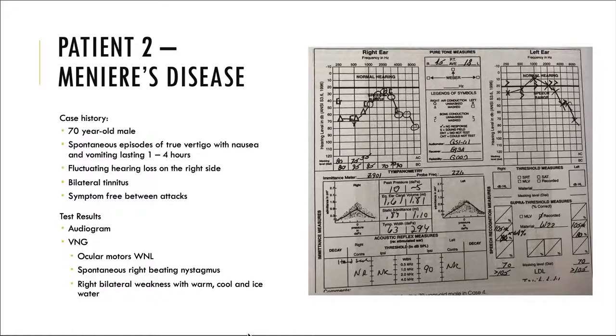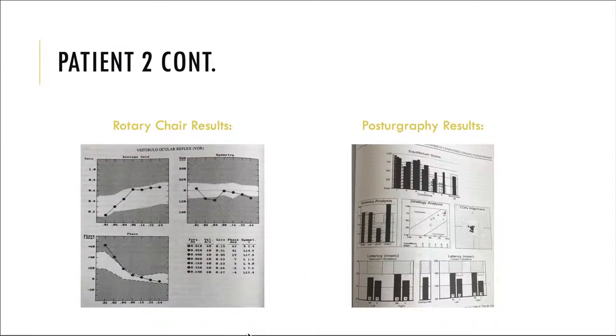The case also said that the VNG testing showed normal ocular motors, some spontaneous right beating nystagmus, and a right weakness with warm, cool, and ice water. This case also showed some rotary chair results and posturography results, which can be seen here on the slides. But just to briefly go over them, the rotary chair results show a high phase lead in lower frequencies with the left greater than right velocity asymmetry. This suggests a right irritative Meniere's lesion. Gain was normal, suggesting that the likelihood of a bilateral impairment is minimal.